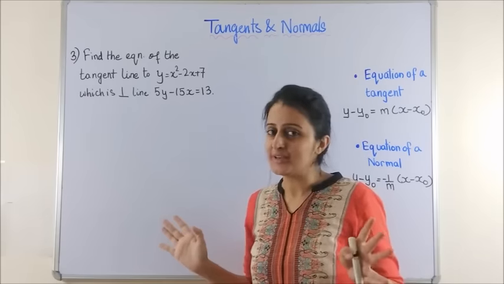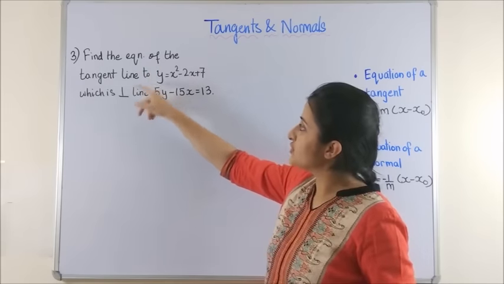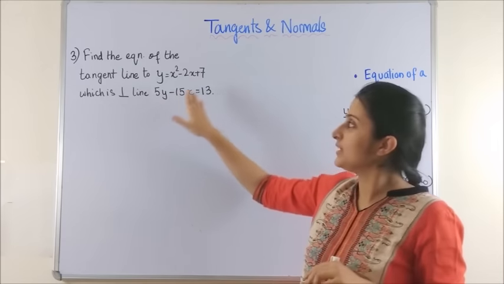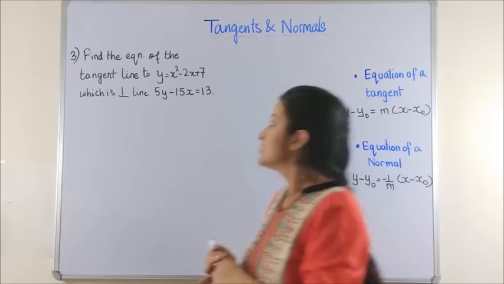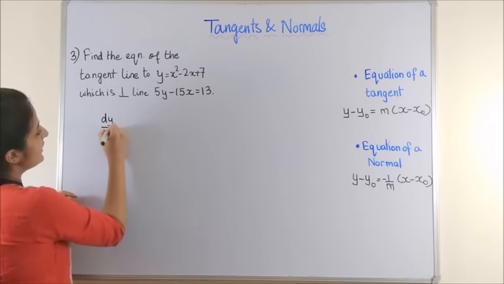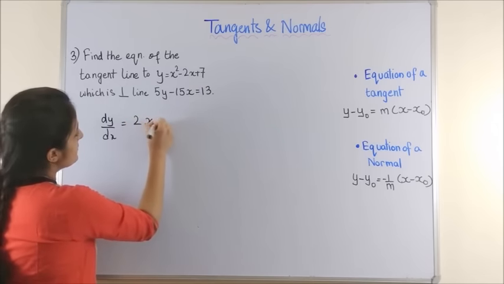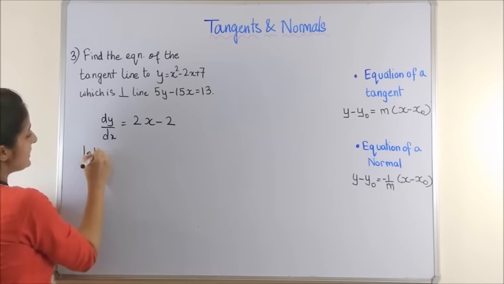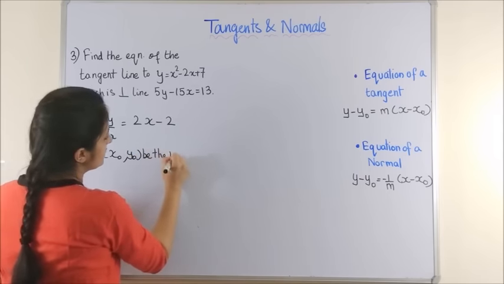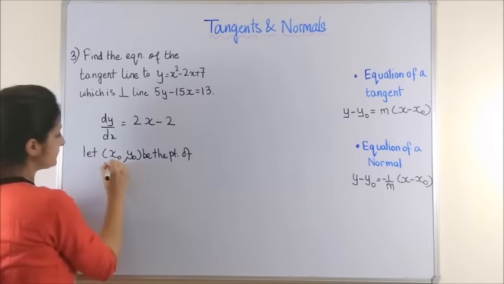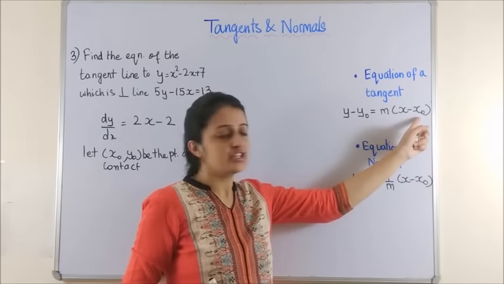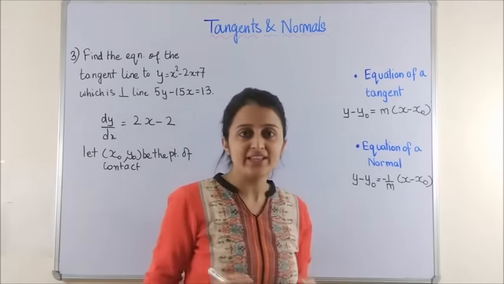Let's explore the third question here. It says find the equation of the tangent line to this given curve which is perpendicular to the given line. So that means if I first of all get the derivative from here, it becomes 2x minus 2. Let x naught, y naught be the point of contact. You know, the point of contact is essential. This is x naught, y naught, to get any equation.